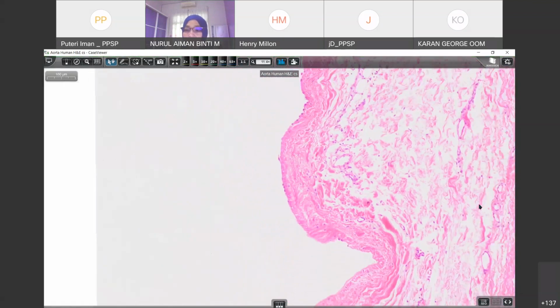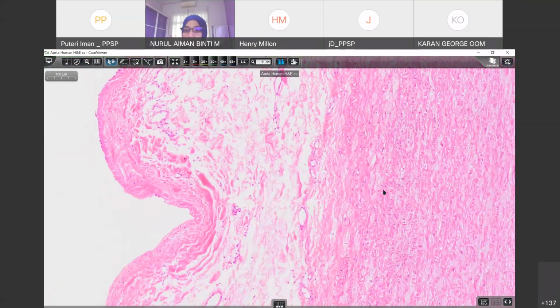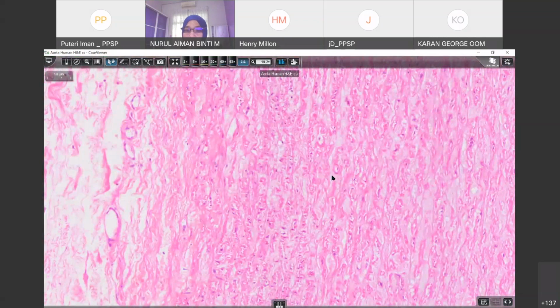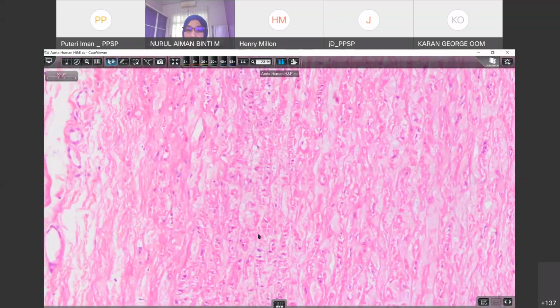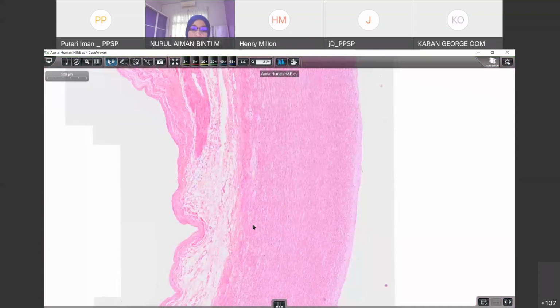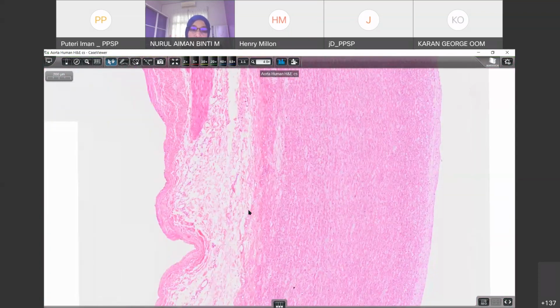Some of the cells here you might confuse with epithelium, because they also look like simple squamous epithelium. This is smooth muscle cell. Don't be confused. Please remember what I have mentioned to you: epithelium must be on the surface. Alright? Can you get it?